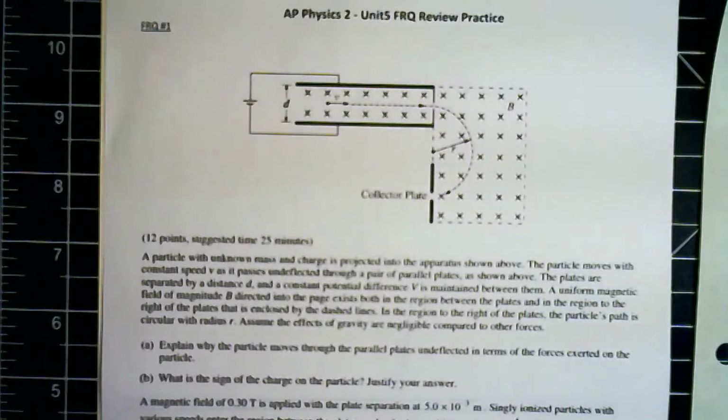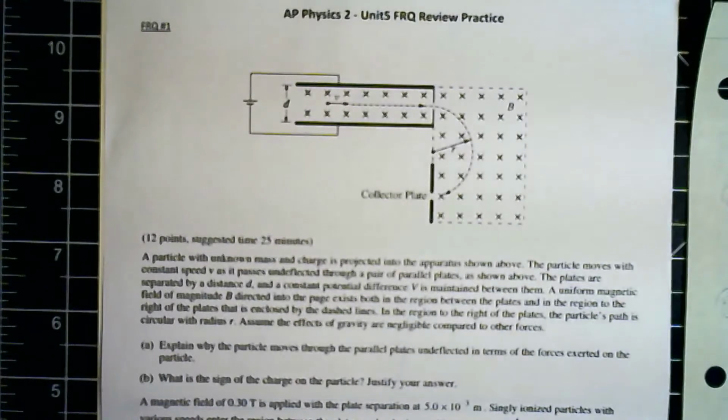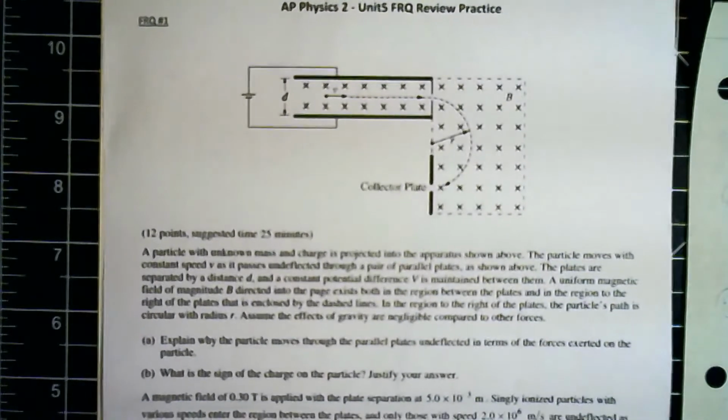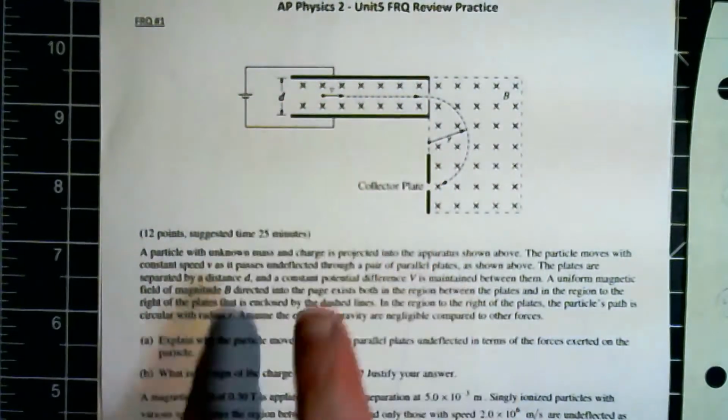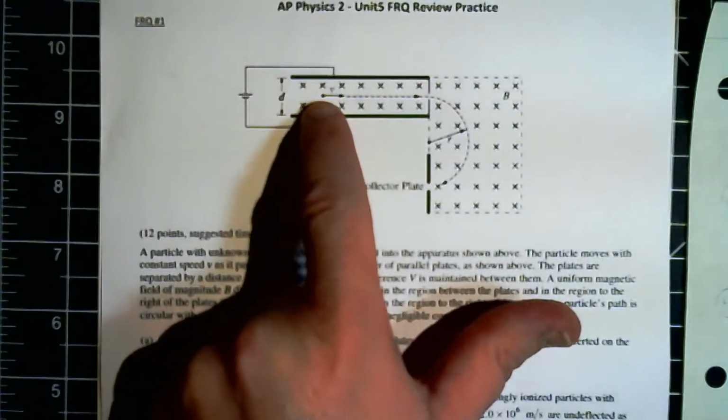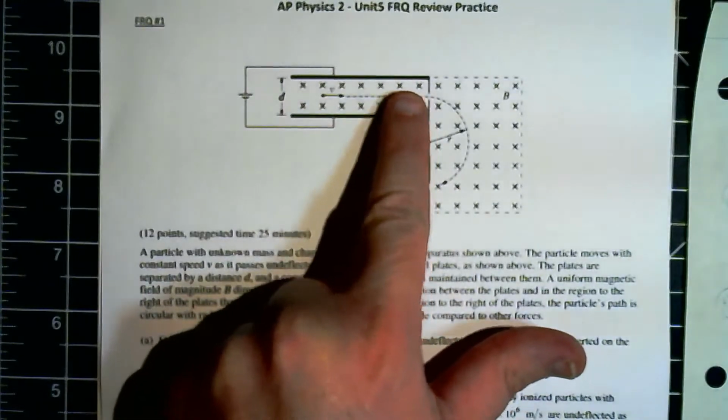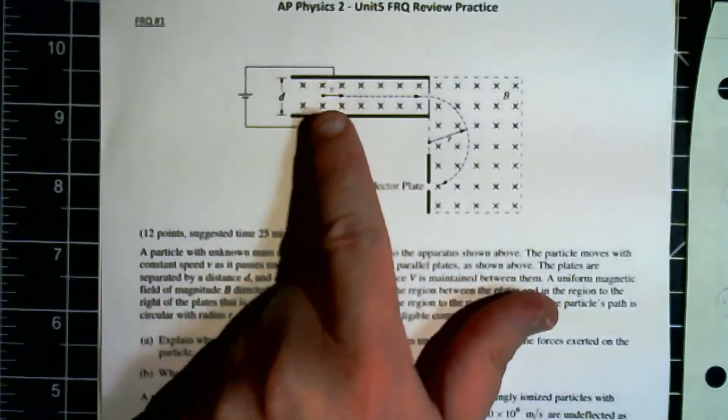Okay, so this first question is your classic mass spectrometer problem. And we did some examples like this and a couple of daily physics problems. So this should be no challenge for you. The first question says, explain why the particle moves through the parallel plates undeflected in terms of the forces exerted on the particle. All right, so during this region right here, we see that there's a charged particle moving through this magnetic field, but there's also some electrical plates here. So we want to explain what happens.